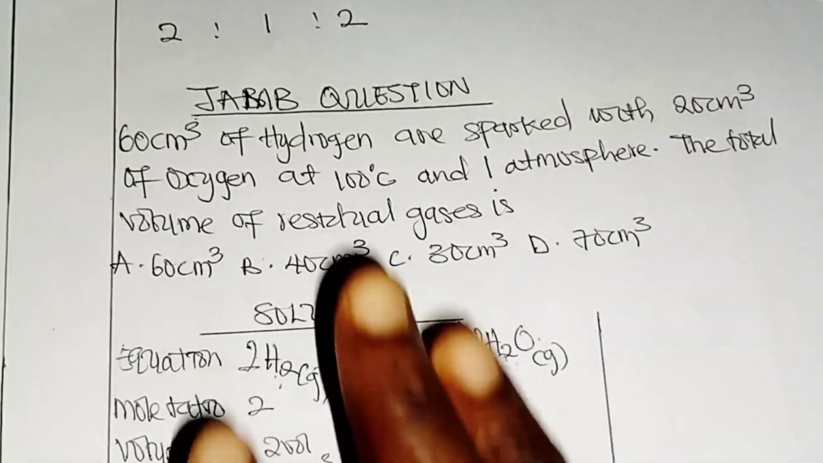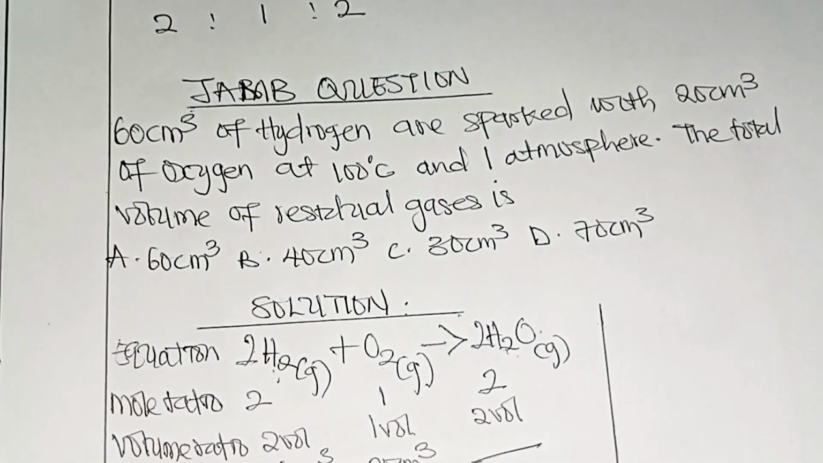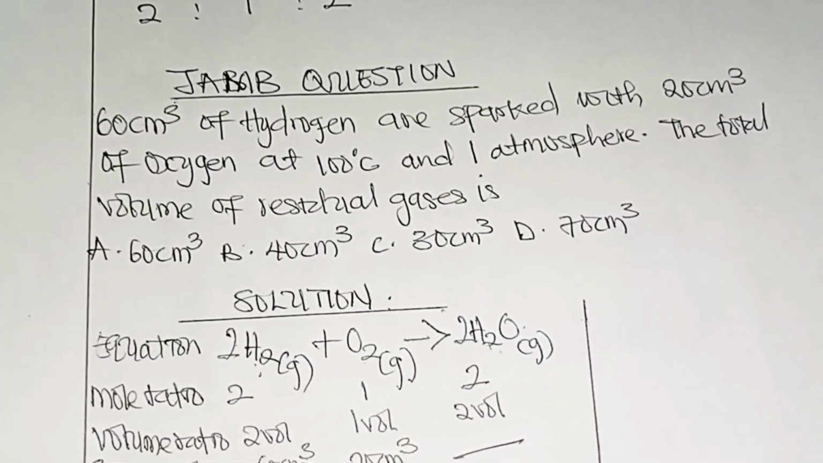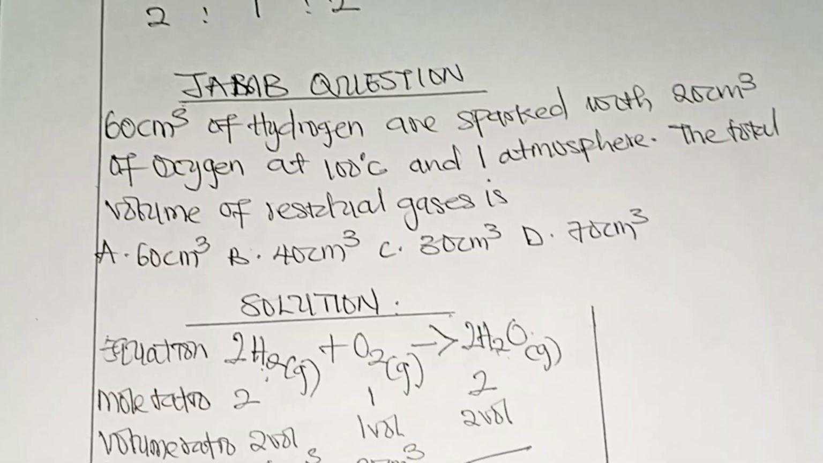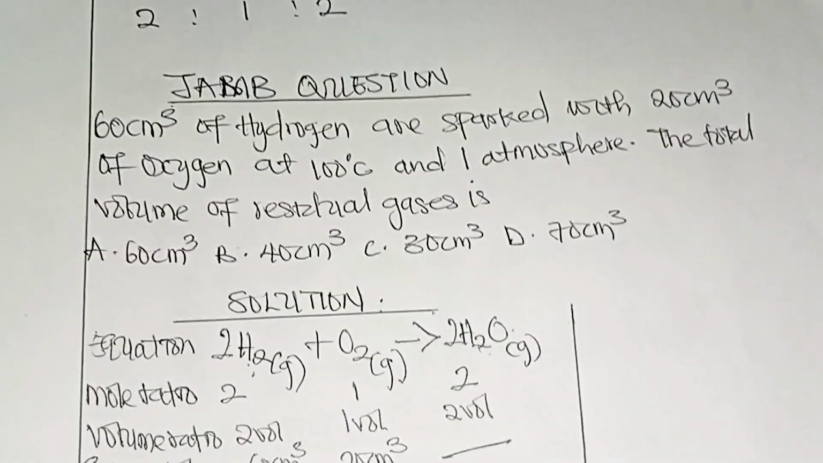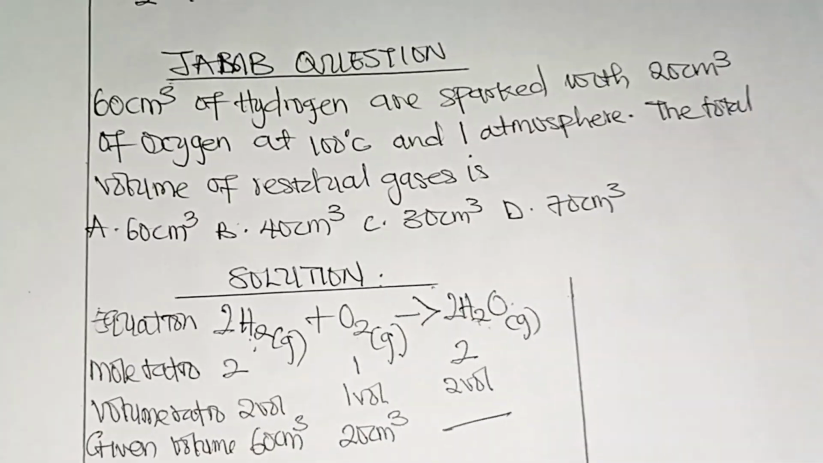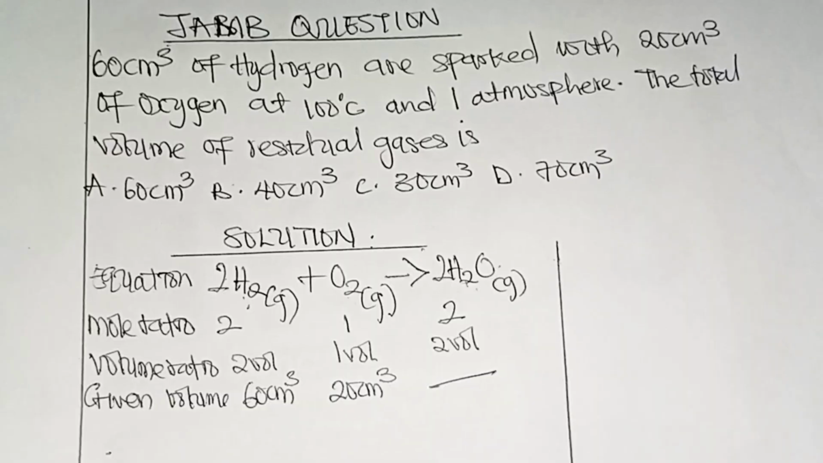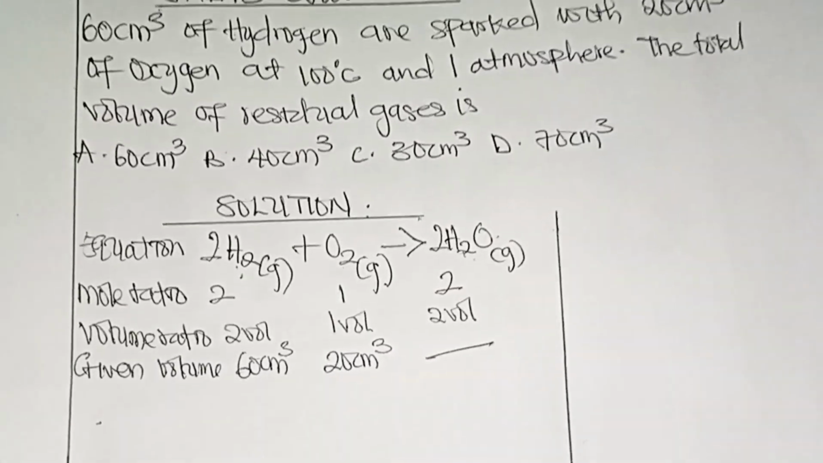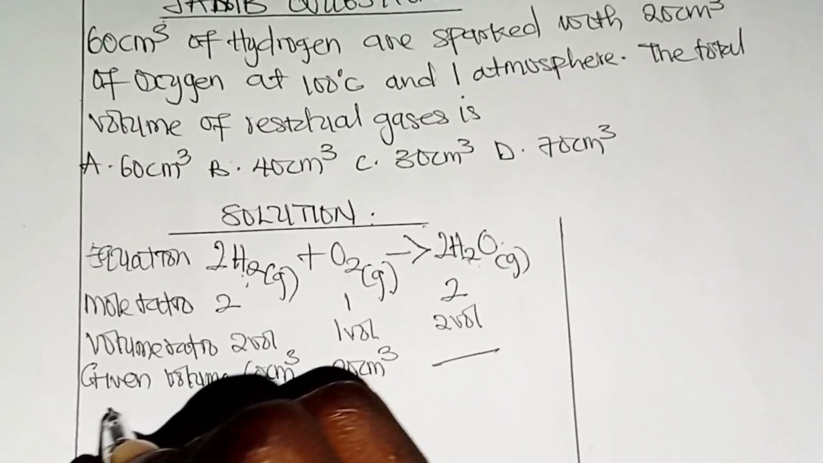Now, note that you have 60 cm cube of hydrogen in the question does not mean that all of it will react. And that you have 20 cm cube of oxygen does not also mean that all of it will react. It is your duty to get the reacting volume. And how do we get the reacting volume? Just pay attention.